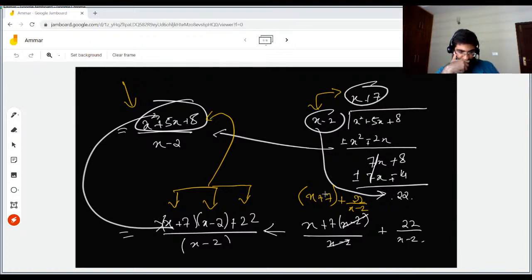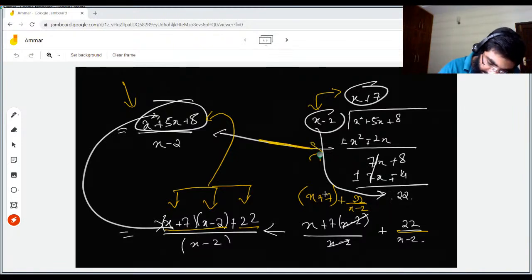Agreed? Okay. And then these three terms that I've got, which in fact are two terms, x plus 7 times x minus 2, gets divided by x minus 2, and 22 gets divided by x minus 2. So in the first one x minus 2 gets cut out. Now we are left with x plus 7 plus 22 over x minus 2. Now this is a lot of steps. So just by looking at this division, we would know that this is the complete term.